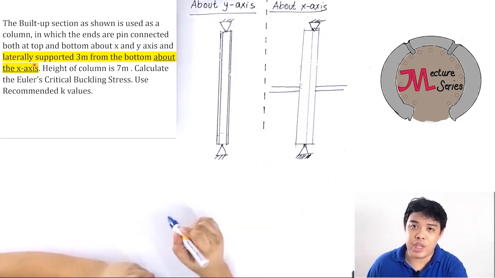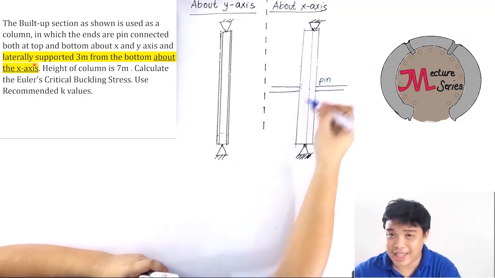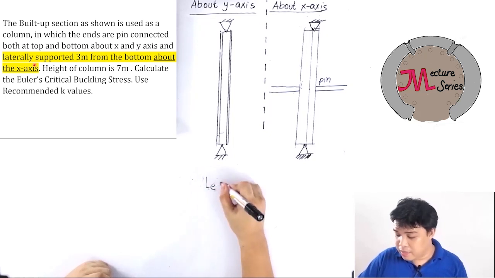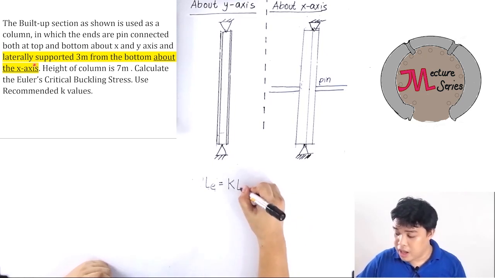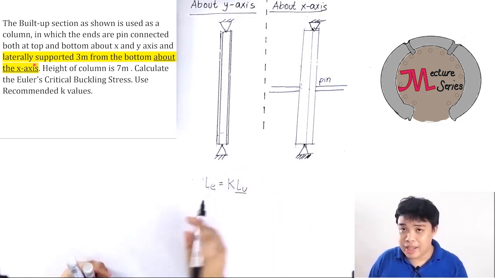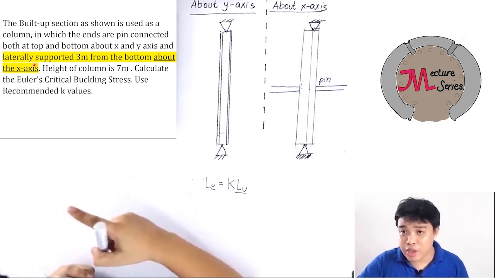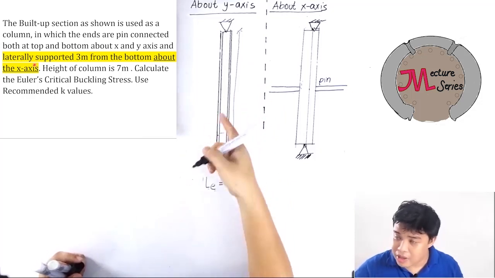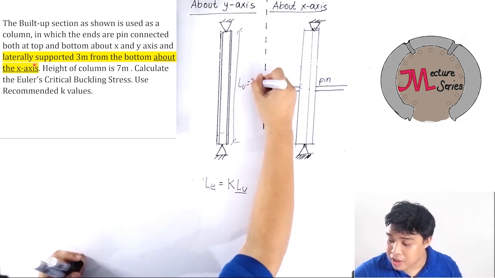So, what is the nature of the lateral support? Guys, the lateral support may be assumed as pin connected. So, calculate the effective length of a certain compression member. Effective length, L sub E, is equal to effective length factor K based on end support times the unsupported length. What is unsupported length? Unsupported length is the length of the member from support to support, meaning to say, the height of the column is 7 meters. If this is 7 meters, there is no lateral support in this direction. Your unsupported length here is 7 meters.